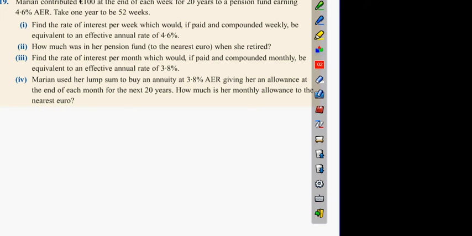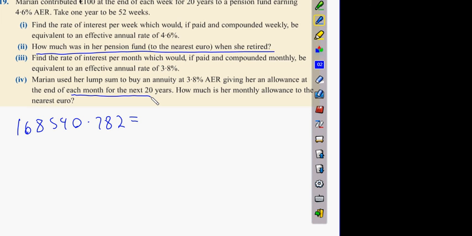Now, here's the problem. She invested her fund from question 2. Her fund from question 2 was 168,540.782 to 3 decimal places, that is, okay? Now, she invests this into a fund, and her fund is given to her at the end of each month from today, let's say, okay?